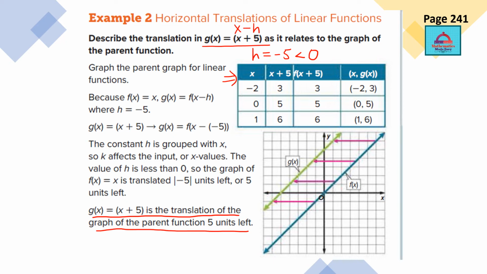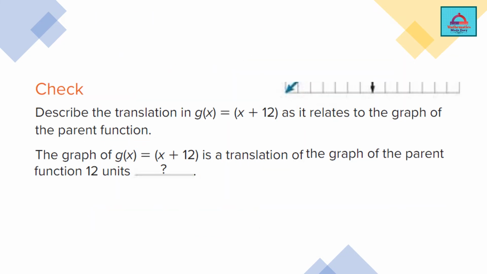Now calculate f of x plus 5, that is the same value. So the points are minus 2, 3, 0, 5, 1, 6. So these points, when you plot here and join them, you get the green graph. This is an example of horizontal translation. Here the constant h is grouped with x, so it affects the input or the x values.